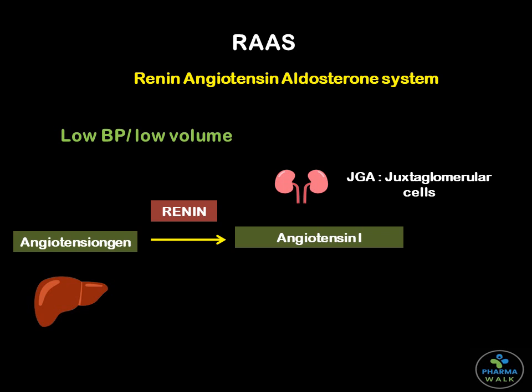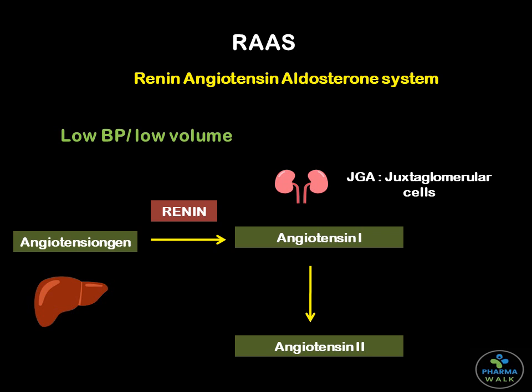Now, what is the objective of RAAS? Whenever the RAAS is activated, the objective is to increase the blood pressure, because RAAS only gets activated when the blood pressure is low. Angiotensin 1 cannot increase the blood pressure, so one more reaction happens. This angiotensin 1 converts into angiotensin 2.